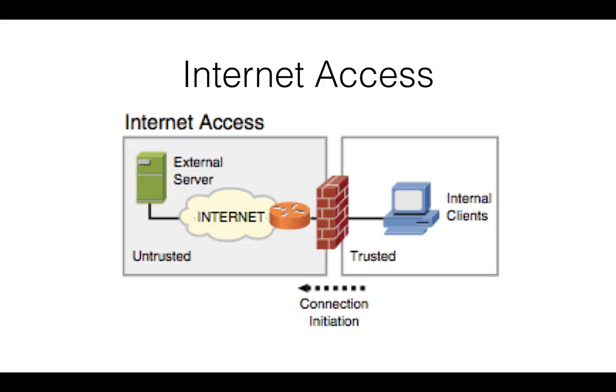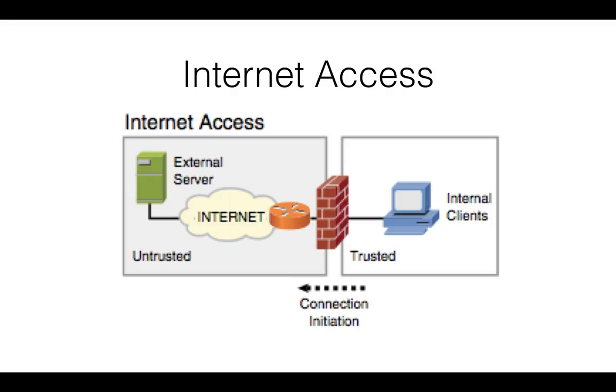Oftentimes, the internet access firewalls are configured to block incoming traffic to your network, yet allow your clients to get out and reach those resources. It's called an egress filter set when we talk about the firewall rules leaving your network. Allowing traffic to leave your network is handled by the egress firewall rules. The opposite side, coming in, would be your ingress firewall rules.